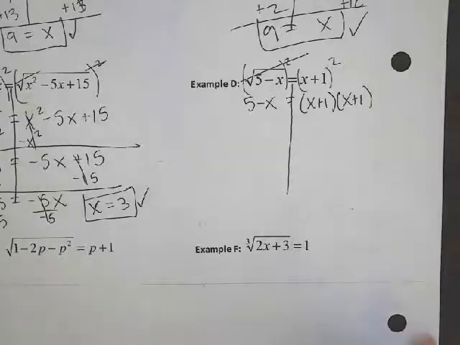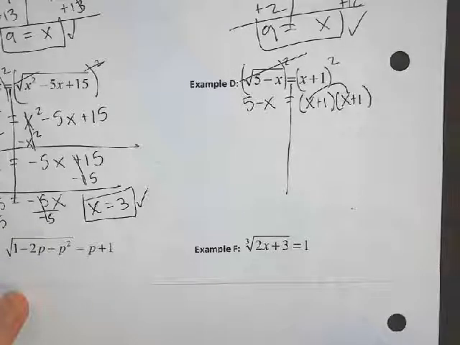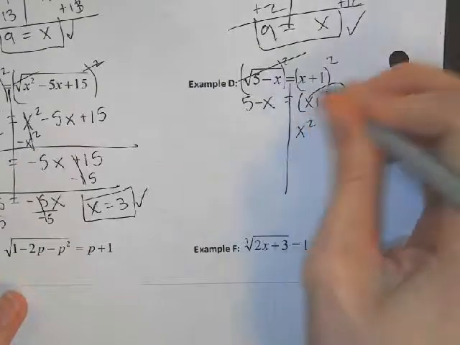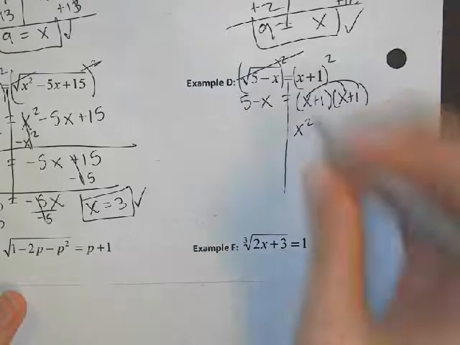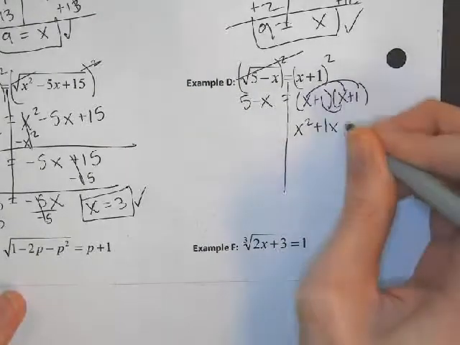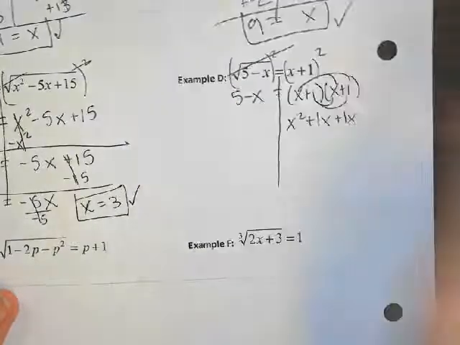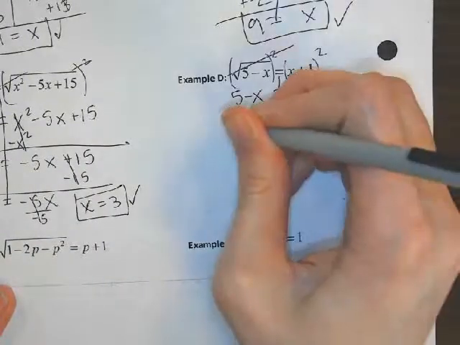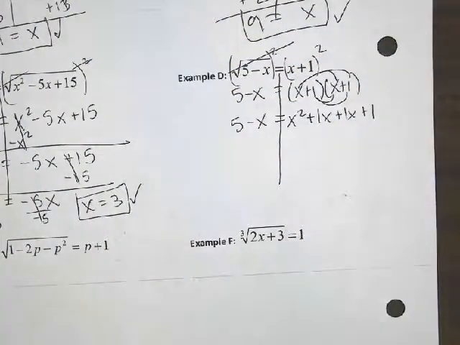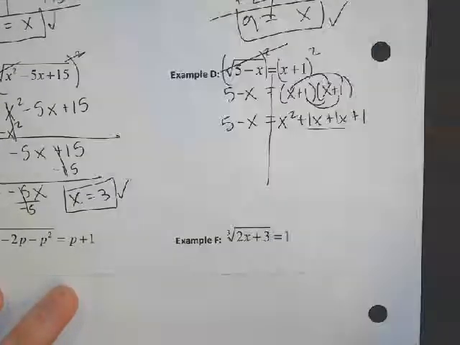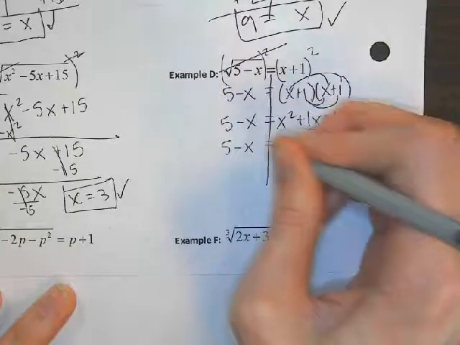All right, so from here, can I combine x's? No, because we have parentheses. Then distribute. X times itself. X times 1. And 1 times x. And 1 times 1 is not 2, it's 1. Now we have like terms that we can combine. On the right side, we have these 1x's to combine. 1x plus 1x is 2x's.